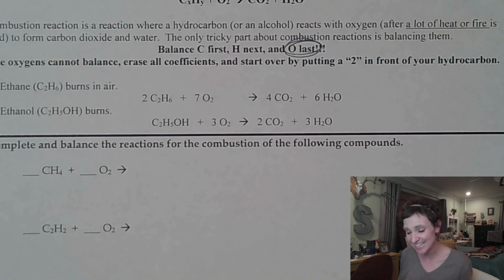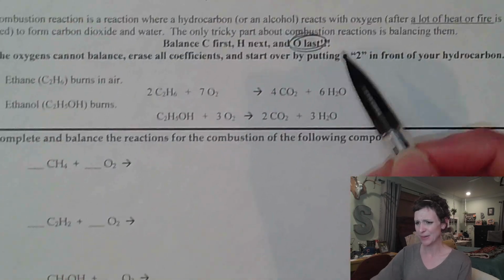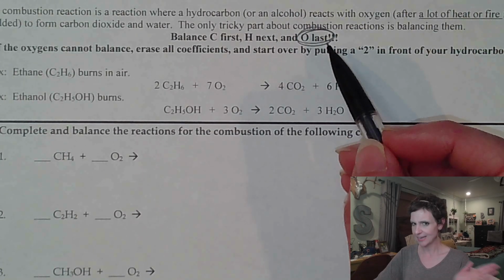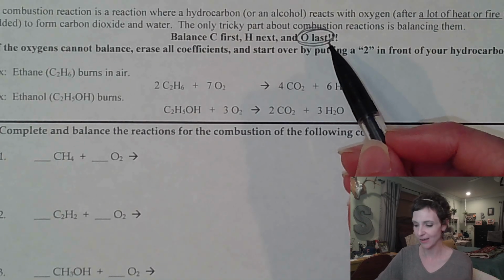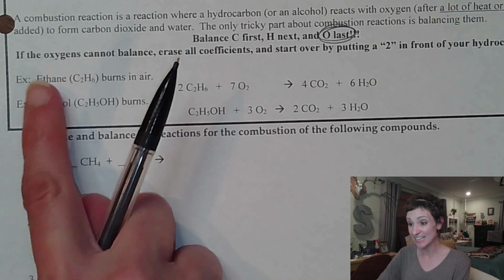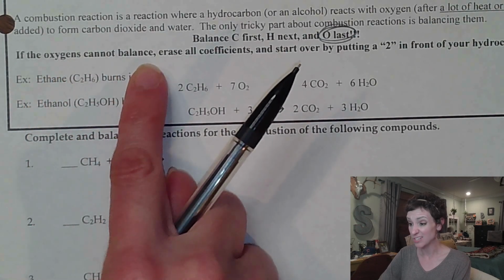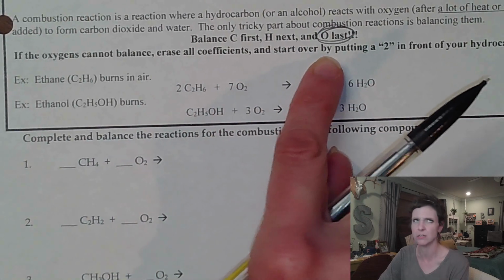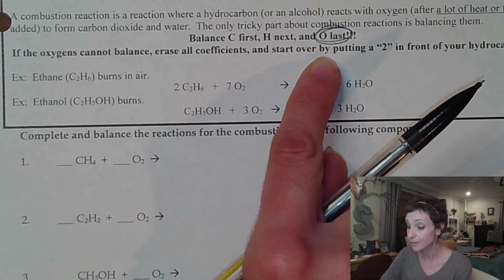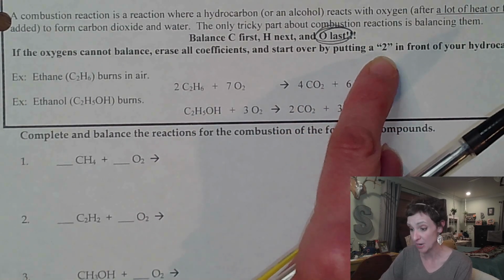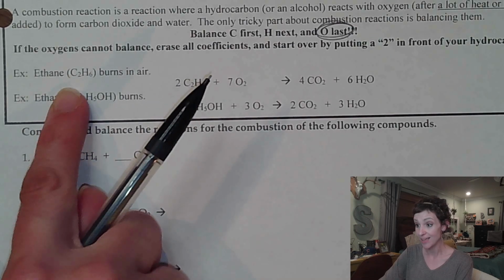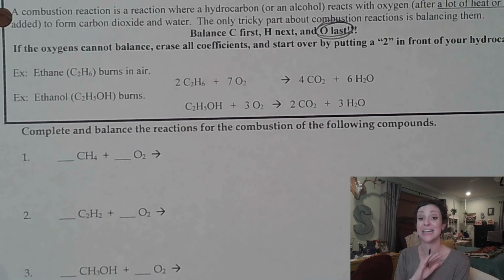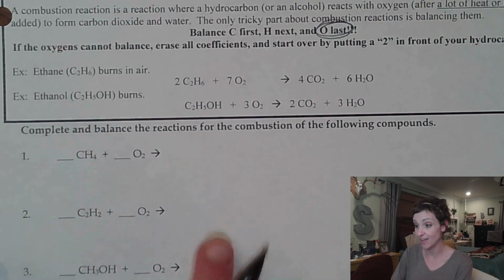But what we have not yet seen is that sometimes in combustion reactions, after I try to balance oxygen, it is still not wanting to cooperate. If the oxygens cannot balance, you will erase all of the coefficients that you have written and start over. You're like, oh, start over? No, listen, we're okay. You're going to start over by first putting a 2 in front of your original hydrocarbon. Then, like normal, balance your carbons, hydrogens, and oxygens, and it will work out. It works out every time.